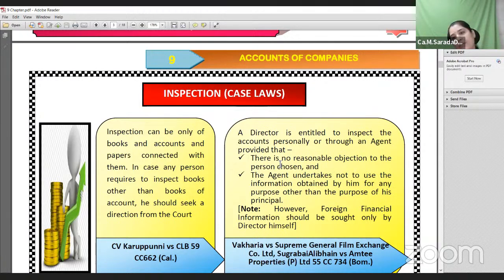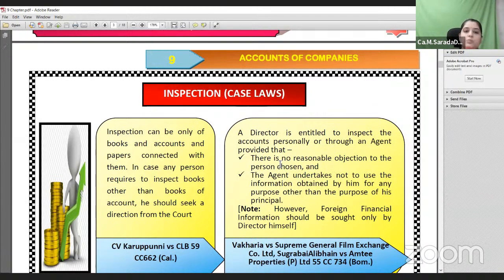Okay. So once again, a very important point, and it's important for practical case law: are members allowed to inspect the books of accounts? No, members of the company are not allowed. Then who is allowed, ma'am? The directors can inspect the books of accounts, or any other person who is authorized as an agent on behalf of the director with respect to a power of attorney. He can inspect the books of accounts if there is no objection.